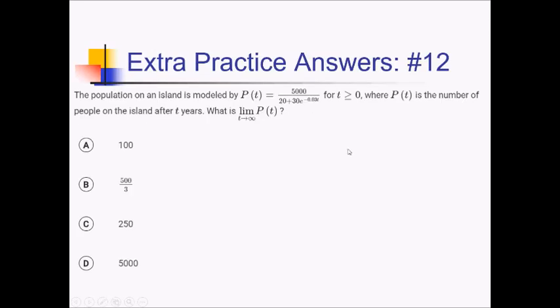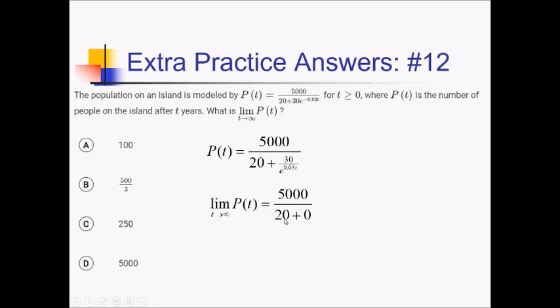For this problem, we have population on an island modeled by this p of t function, and we want to know the limit as t approaches infinity of p of t. Well, I'm going to rewrite this a little bit here. Since we have a negative exponent, I'm going to call this term down here 30 over e to the positive 0.03t. And now if I take the limit of this expression, that means that this e term down here is going to infinity. So 30 over infinity is going to 0. So I can write all of this as 5,000 over 20 plus 0. That's the limit as t approaches positive infinity.